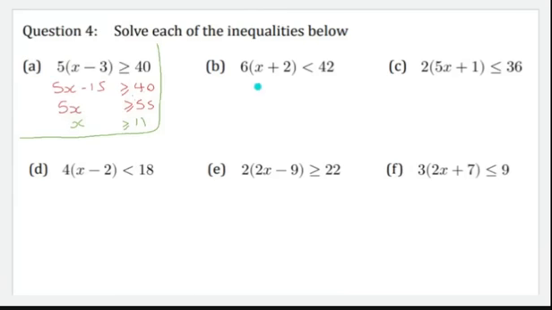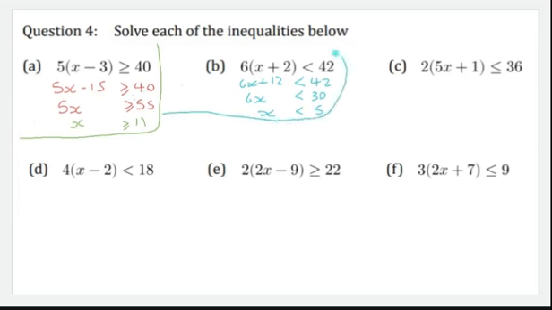And then for the next one, I got 6x plus 12 is smaller than 42. Indeed. Then I minus 12 on both sides. So that's 6x is smaller than 30. Yep. Then divided 6 on both sides. So x is smaller than 5. Very good.